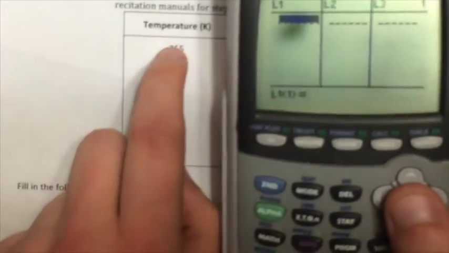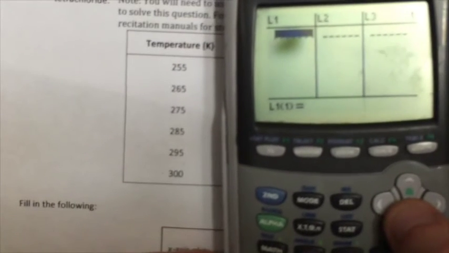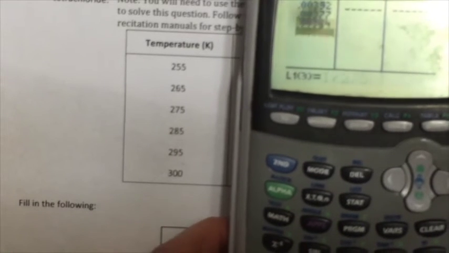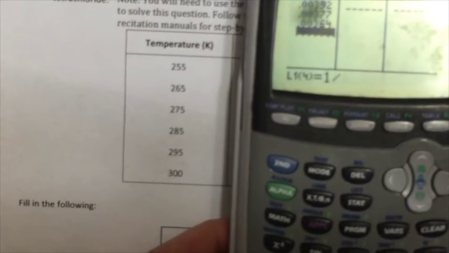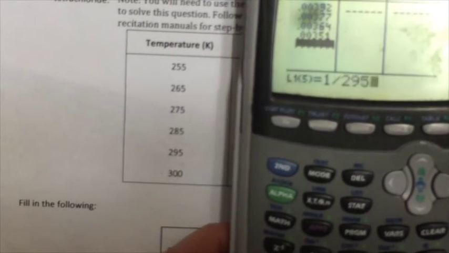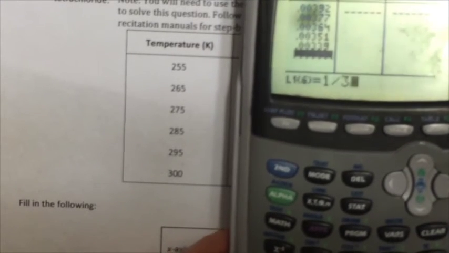All right. So I'm going to put in the data for x, 1 over t. I'm going to take these numbers and take 1 divided by them. So 1 divided by 255, 1 divided by 265, 1 divided by 275, 1 divided by 285, 1 divided by 295, and 1 divided by 300.